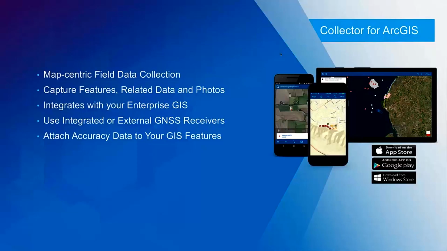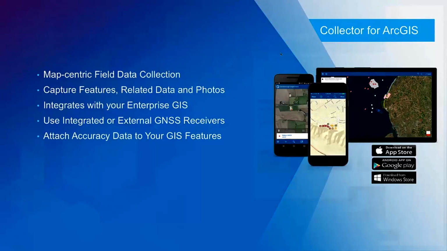Something else we'll talk about in a minute that's really important is the ability to capture data using GPS. And we've done a lot of work in this past release of Collector to integrate with external GNSS receivers and provide the ability for you to attach accuracy to the features you collect so that now you actually have this accountability from a spatial accuracy perspective of the data that's stored inside of your system. Collector is supported on Apple's platform, on Google's platform, and also on the Windows 10 platform.